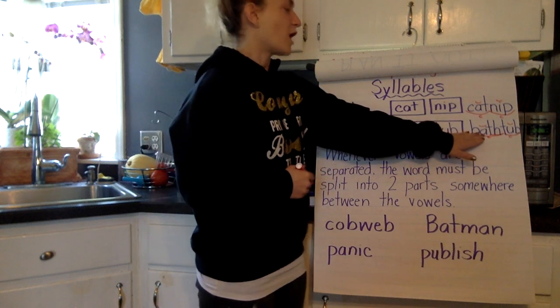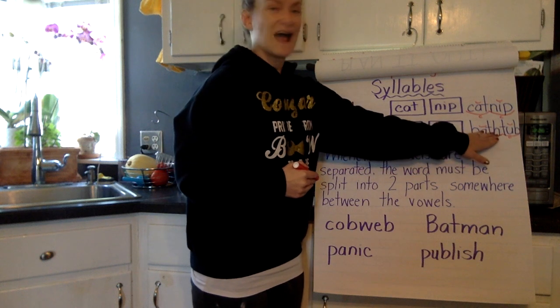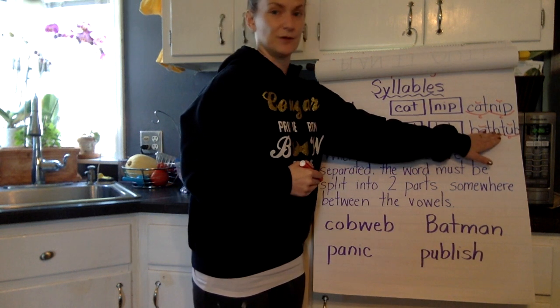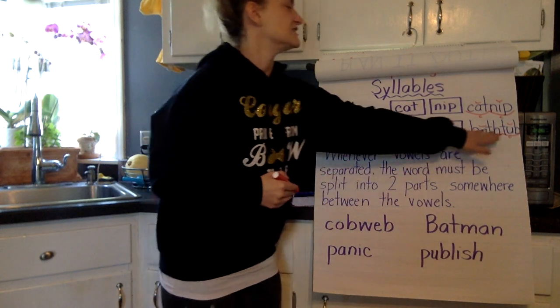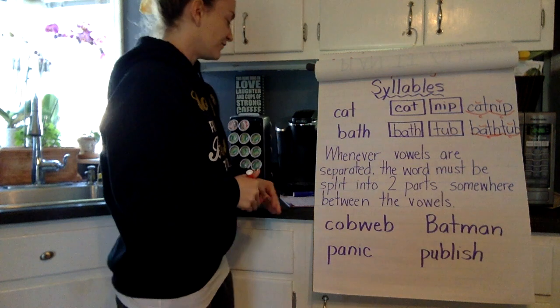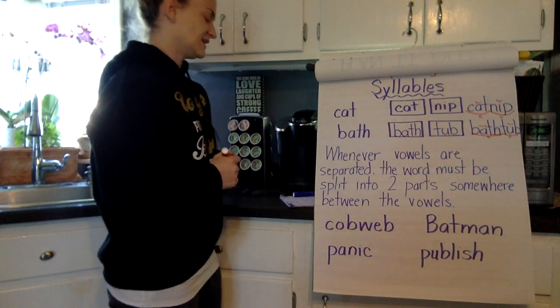For bathtub, our A is over here, our U is over here, and we keep the TH with bath because that makes it a closed syllable. And then we split it between the H and the T for bathtub. All right, let's take a look at a few more examples. They're down low, but I think you're going to be able to see them.